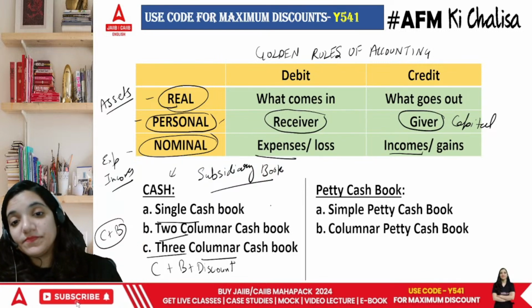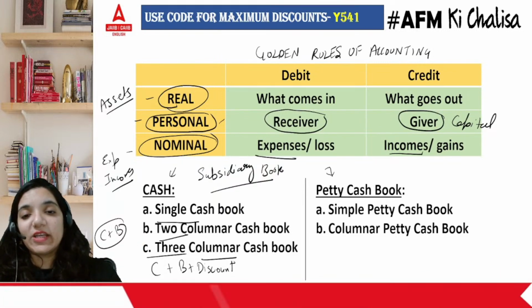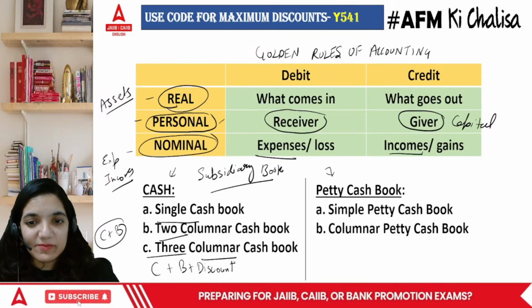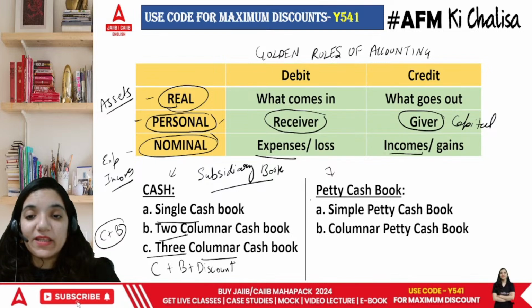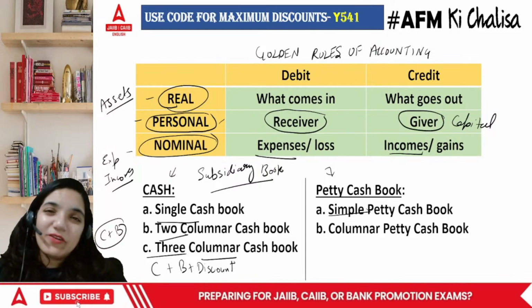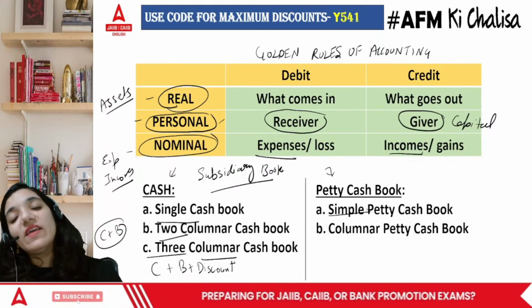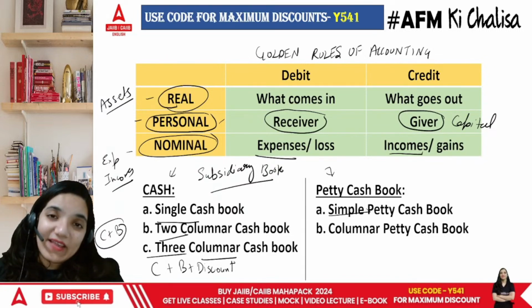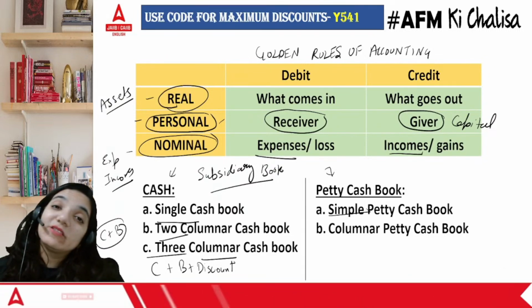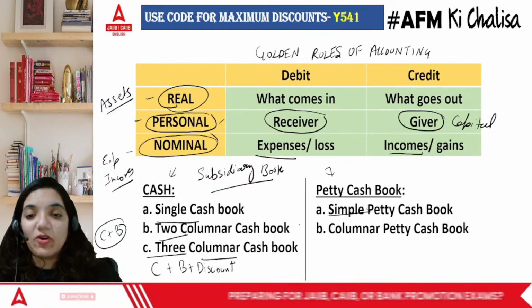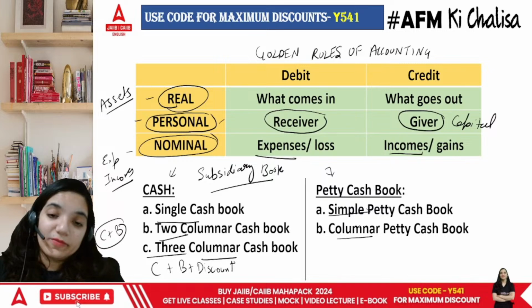Okay? Next part is the petty cash book. Petty cash book means it records those minor expenses that happen in the business. So a simple petty cash book is the specific area where we note down tea expenses, refreshment expenses, XYZ. They are just written by nature. And when it becomes more analytical and all the specific expenses have their respective heads, then we call it a columnar petty cash book.